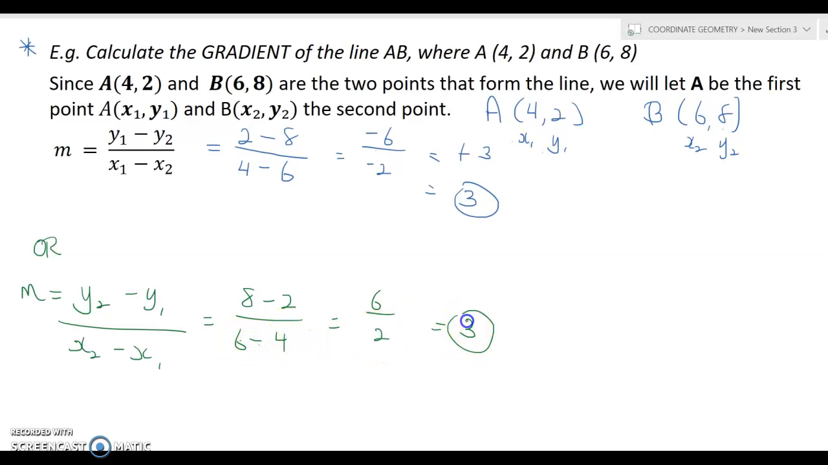Now the reason why, in this video and moving forward, I'm going to stick with the y1 take away y2 over x1 take away x2 is that for some reason, I think it's easier for some people to remember like 1 take away 2, like the 1 comes first, right? Again, if you prefer the y2 take away y1 over x2 take away x1, perfectly fine. Both are correct, right?